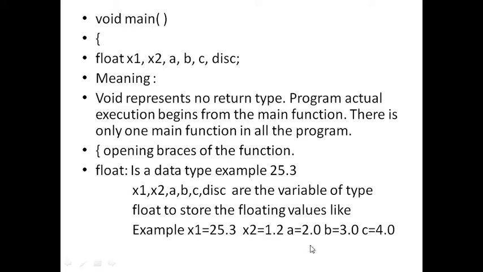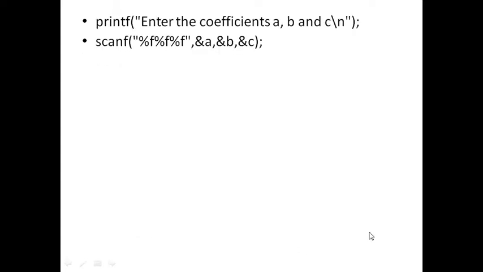So these are all the floating values that are being stored. Now printf: enter the coefficients A, B, C. So this is the program, and we are trying to understand it. We are asking you to enter the coefficients A, B, C. Now scanf, %f, %f, %f, accepts the first A value, B value and C value. So all these values are accepted.